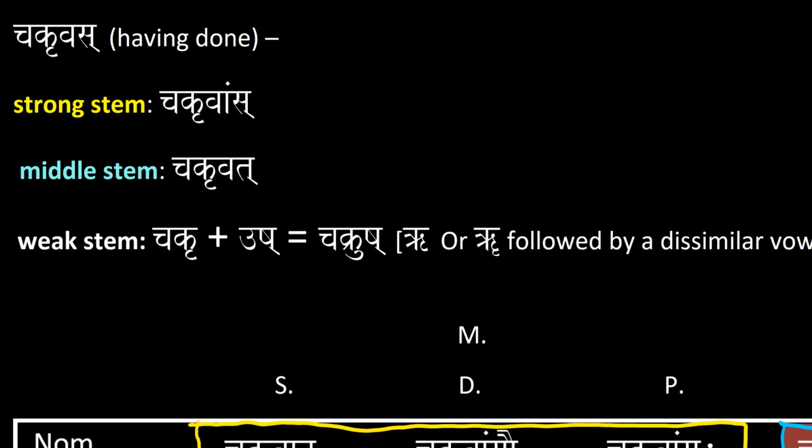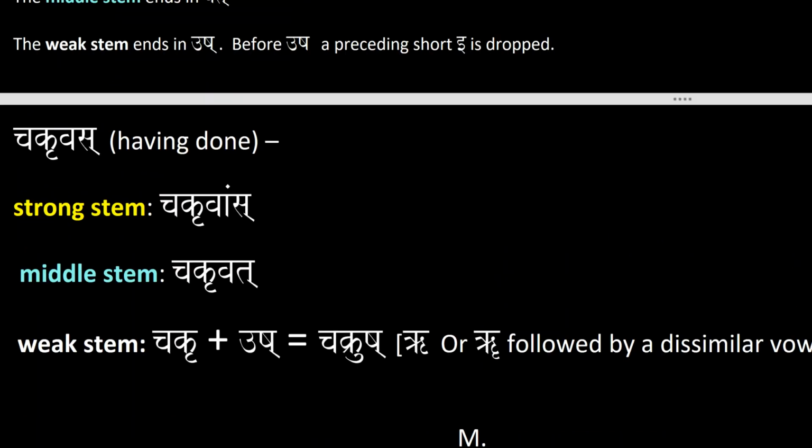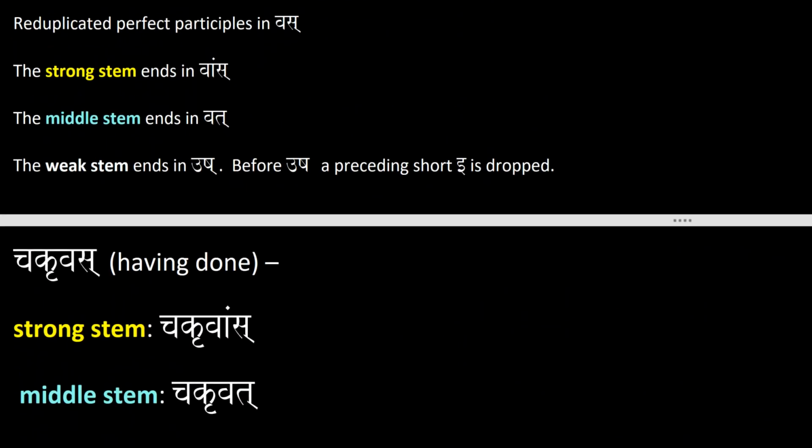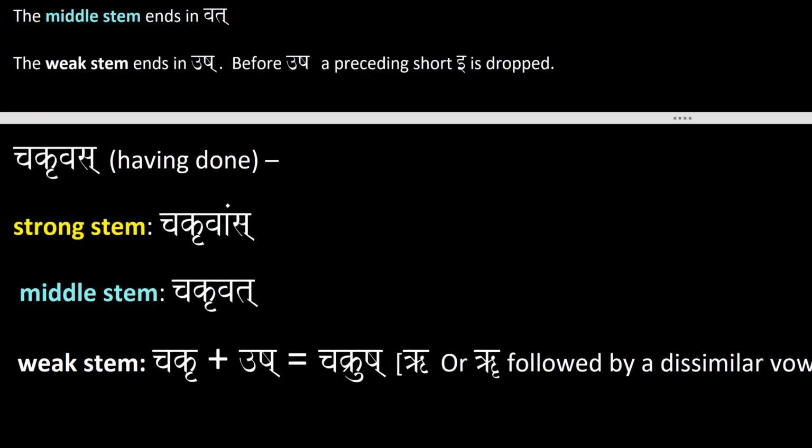So the strong stem is chakrivans, the middle stem is chakrivat, and then the weak stem, so you have chakri, you're going to remove the vas, that's the suffix for nouns with three stems and adjectives with three stems. You're going to remove that, and then you're going to add ush, because remember, in the previous video, we learned that the weak stem ends in ush. Before ush, a preceding short e is dropped.